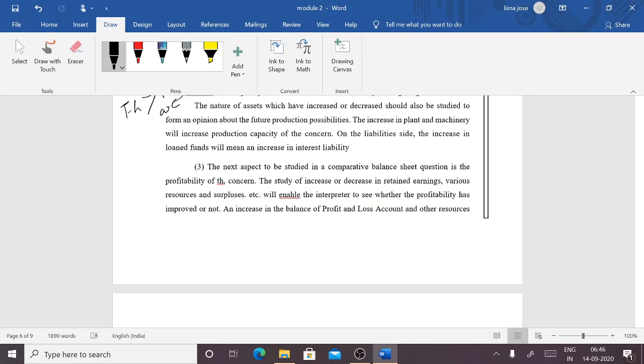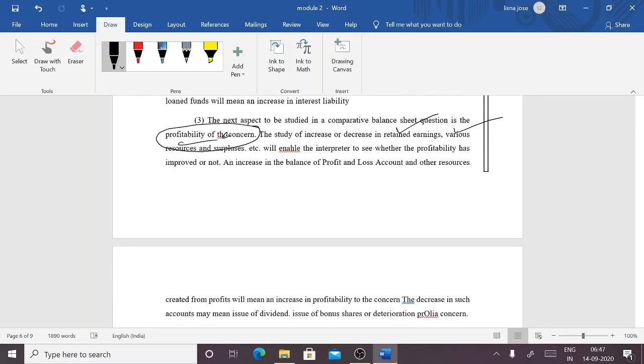The next one is we should study about the profitability position of the concern. That is the next part. The study of increase or decrease in retained earnings, various reserves and surplus, etc. will enable the interpreter to see whether the profitability has improved or not. So how we can calculate or analyze the profitability position of the company based on retained earnings and other various reserves and surplus, etc.